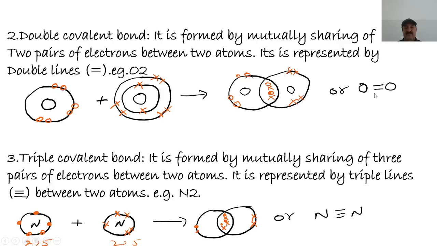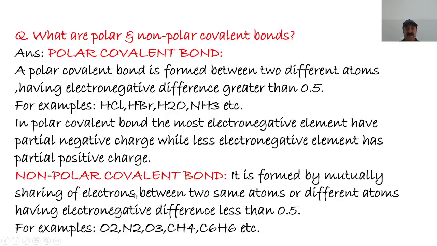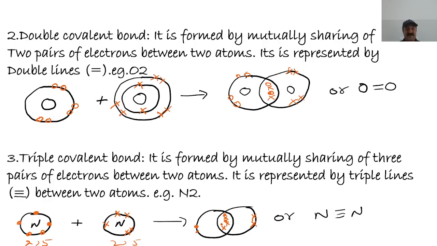Now triple covalent bond. It is formed by mutually sharing of 3 pairs of electrons between 2 atoms, and it is represented by triple lines. These are triple lines between 2 atoms. The example is nitrogen.